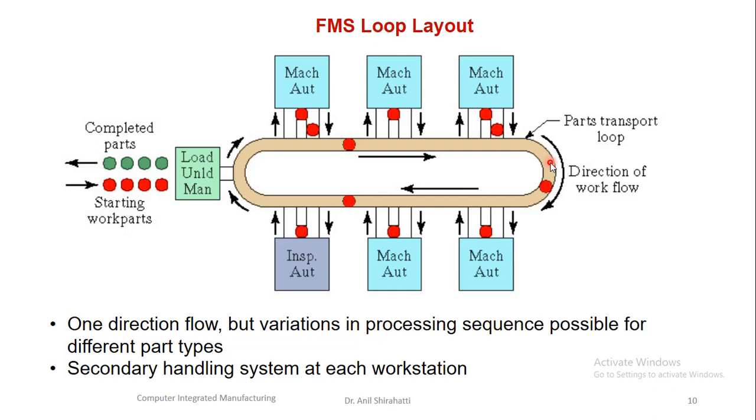So what happens here, for example, one part is coming from here, it goes and works on this machine, then there is no operation on the next machine, so it goes to the third machine, operates, comes to the fifth machine, goes to inspection, comes out, okay, allowed. A second part may come here, directly go here only, or get operated, get inspected, and go out. So that sequence is possible in the case of a loop layout.